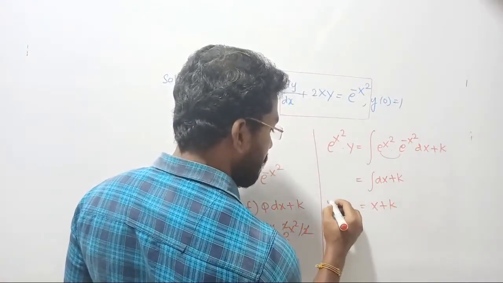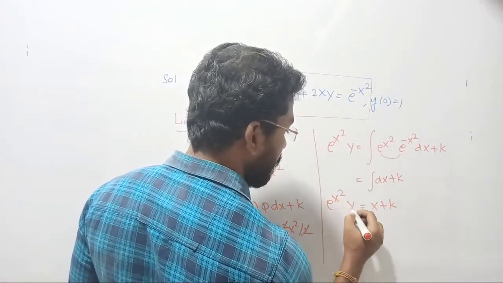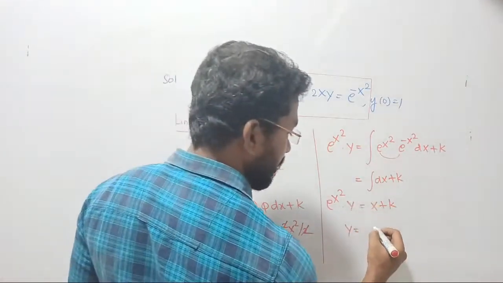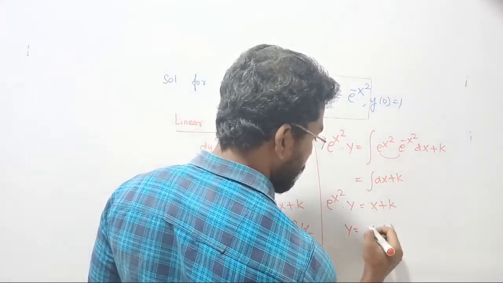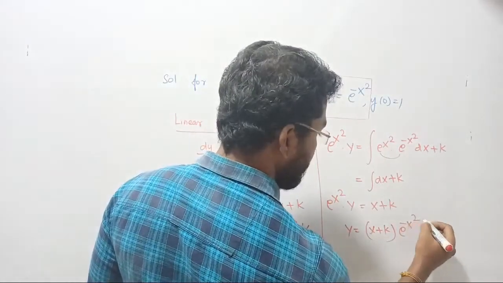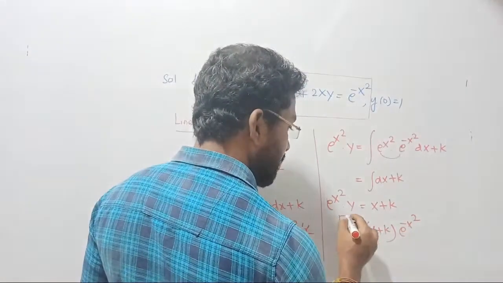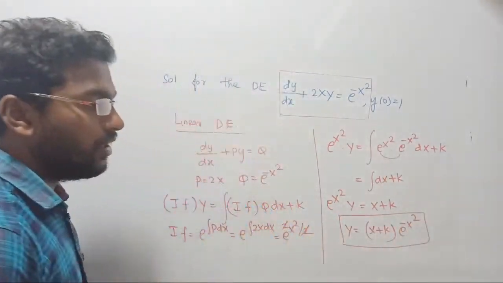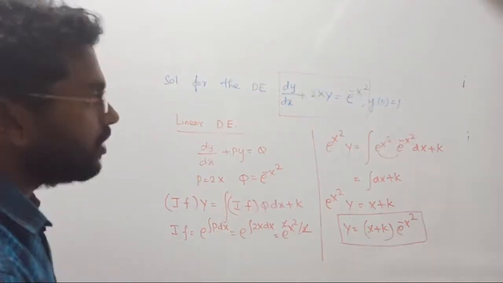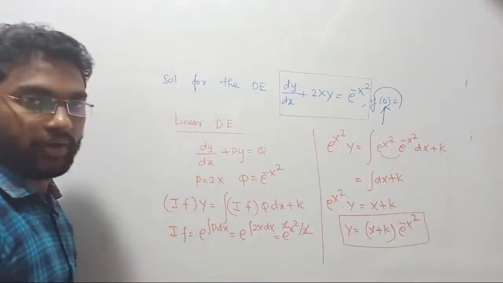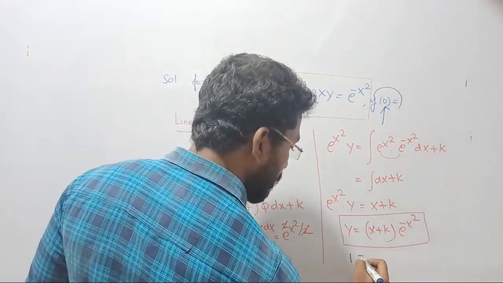Equal to e^(x²)·y. Finally, y equals, if I pass the e^(x²) to the right side, (x + k)·e^(-x²). Exactly, that is correct. Anyway, that is the solution, right? But they have given a condition in order to find the arbitrary constant value. What they have told us is that at x = 0, y = 1. That is the given, right? So y = 1 at x = 0.